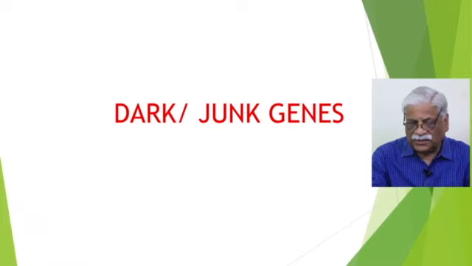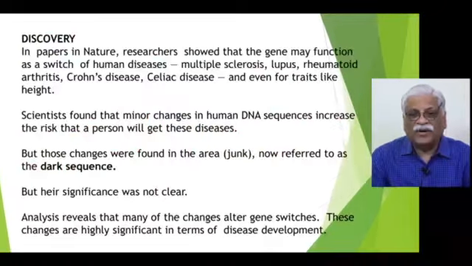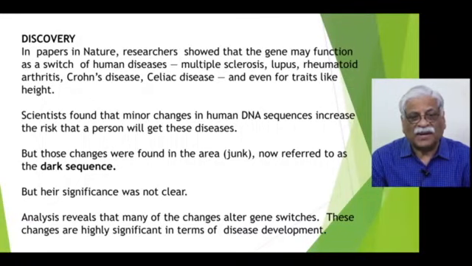What are basically the dark genes and young genes? Well, it was actually discovered long back, and there was a paper in Nature where researchers showed that the gene may function as a switch for human diseases. A large number of human diseases are reported, like multiple sclerosis, lupus erythematosus, rheumatoid arthritis, Crohn's disease and celiac disease. And these genes may also function as a switch for certain specific traits like height, color of eye and some other things.